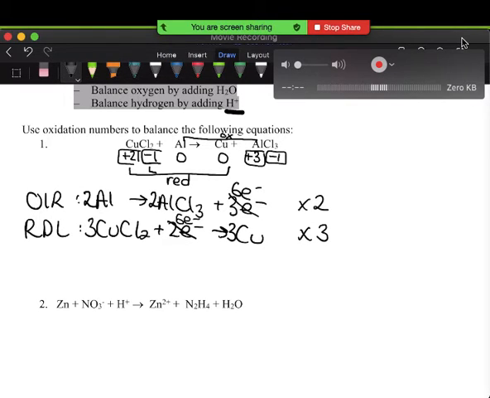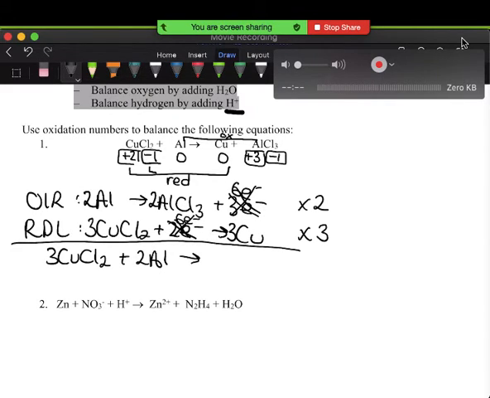So because my electrons cancel out, I am now good to rewrite. So it will be 3CuCl2 plus 2Al becomes 3Cu plus 2AlCl3. I don't have any H pluses or OH minuses or H2Os to get involved in.